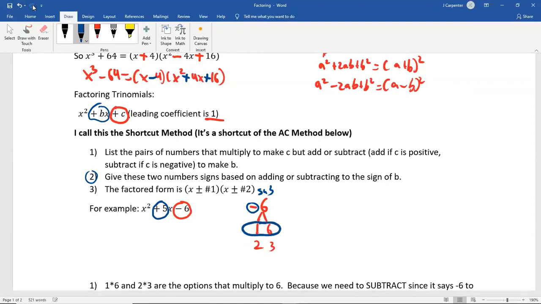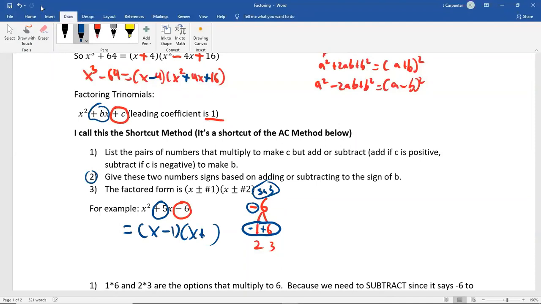So 1 and 6 is actually our choice, again because we're supposed to be subtracting the pairs because this was a negative. But then we have to give them signs to make sure they add to a positive 5. So they have to be opposite signs. I'm going to do this wrong at first. If I go negative 6 and positive 1, well, 1 minus 6 is negative 5, not positive 5. So I need to swap those signs. It needs to be a positive 6 and a negative 1. So therefore the answer is x in the first spot of each parentheses, and then a minus 1 and a plus 6.